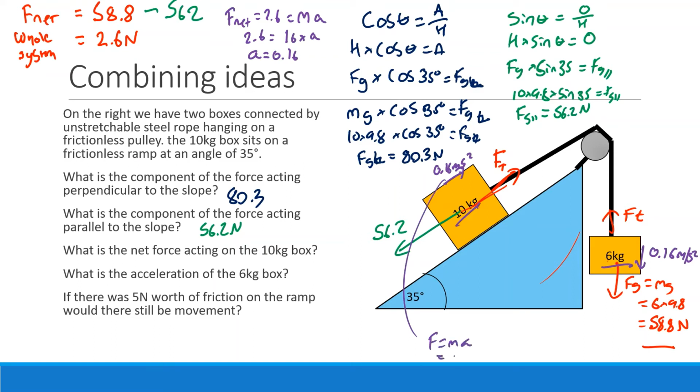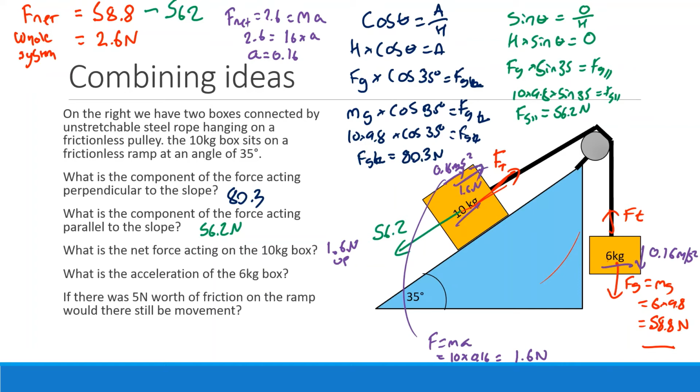We've got mass is 10 kilograms, our acceleration is 0.16. So our net force is 1.6 newtons. A little bit different from our 2.6 up here. So that means our net force is 1.6 newtons upwards. Still upwards because ultimately we're still accelerating this way, because this way is still going to go up, but it's just not the same force.